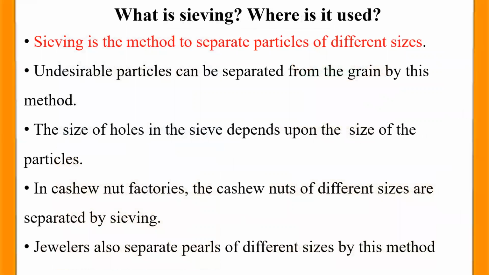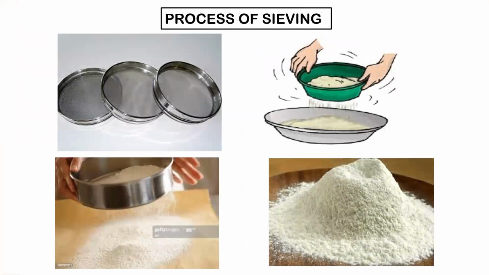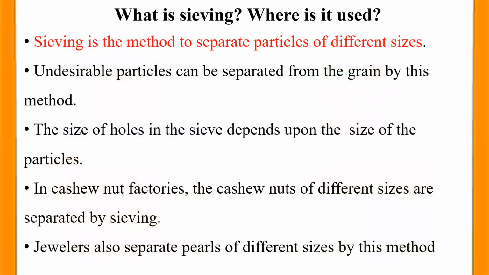Next, what is sieving? Where is it used? Sieving is a method to separate particles of different sizes. So we said that undesirable particles, that means the particles which we don't want, can be separated from the grains by this. The size of holes in the sieve depends upon the size of the particles. We saw here so many types of sieve. In cashew nut factories, the cashew nuts of different sizes are separated by sieving. Jewellers also separate pearls of different sizes by this method.